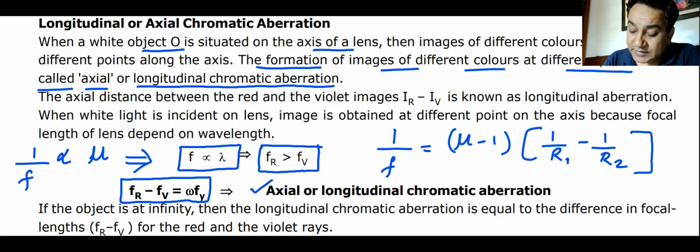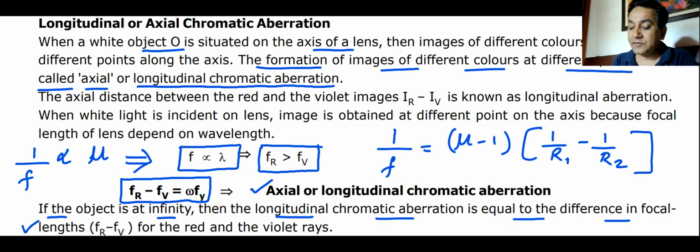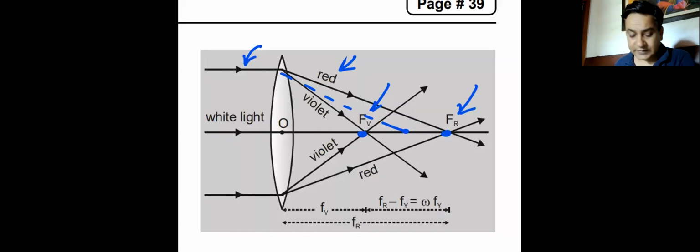When the object is at infinity, then the longitudinal chromatic aberration is equal to the difference in focal length, Fr minus Fv. Axial chromatic aberration is nothing but Fr minus Fv. Do we understand this? I'll just show you in the diagram so that it makes more sense. Here is the diagram coming for you again on the big screen. I hope you can see this diagram.